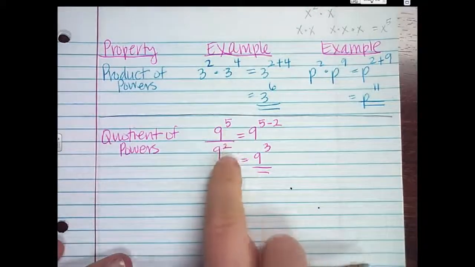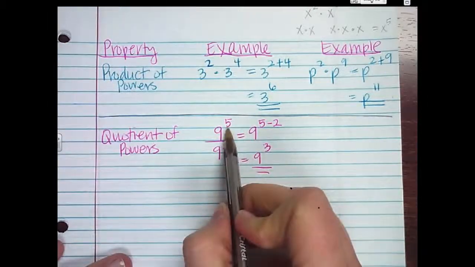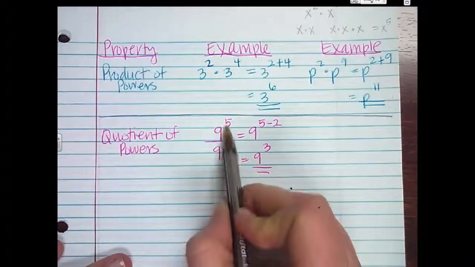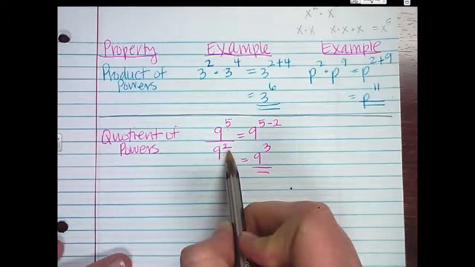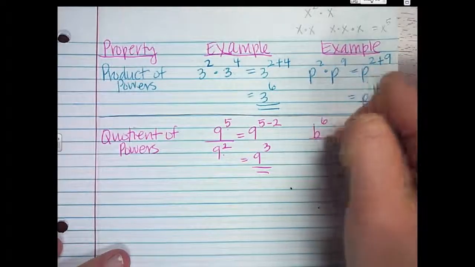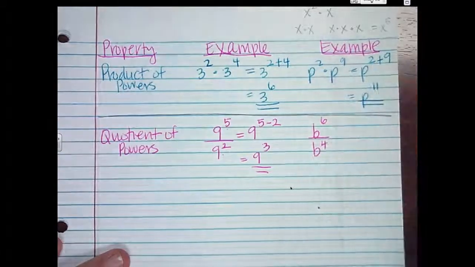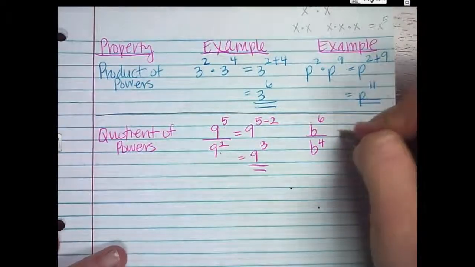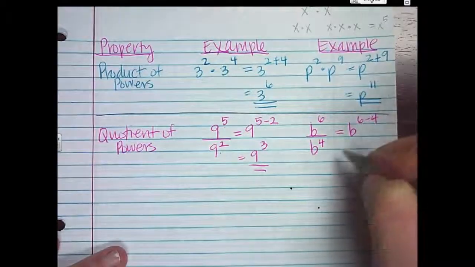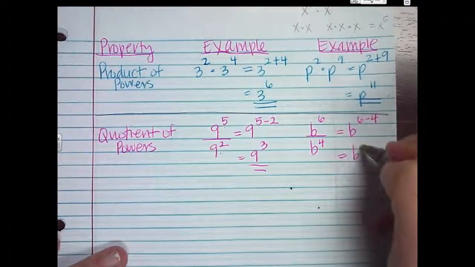So division, I subtract. And you always do the top minus the bottom. Doesn't matter if the bigger one's on top or whatever. You always do the top one minus the bottom one. So if I was doing some letters, let's do b to the 6th over b to the 4th. I would have b raised to the 6 minus 4, which would be b squared.